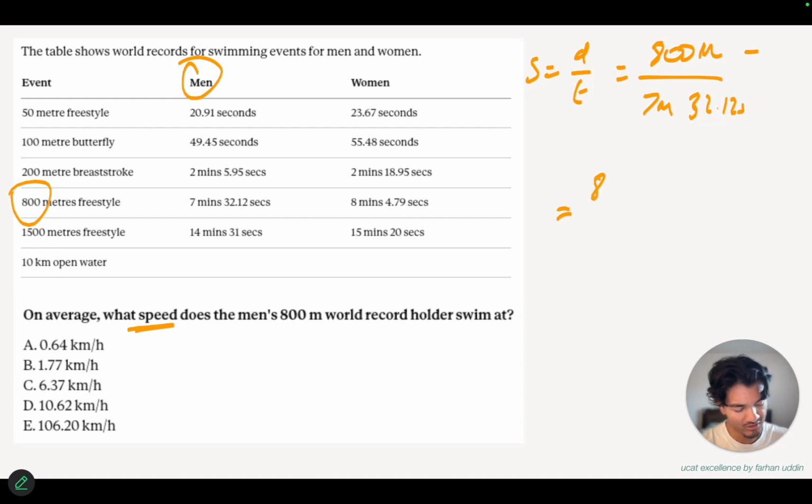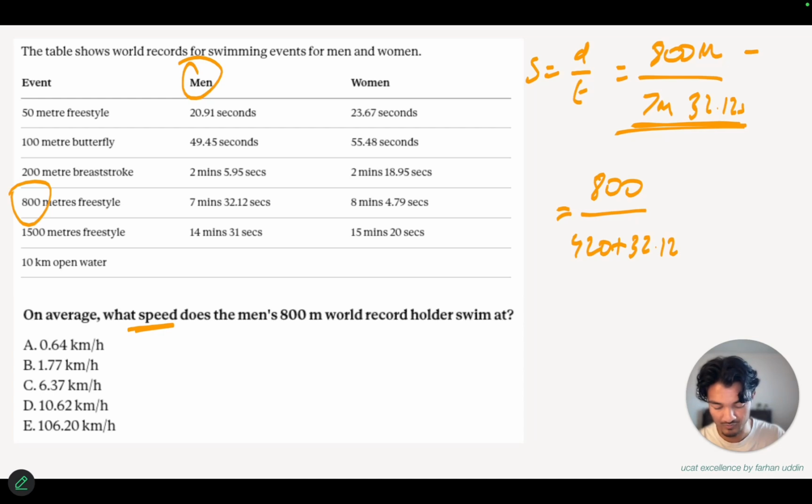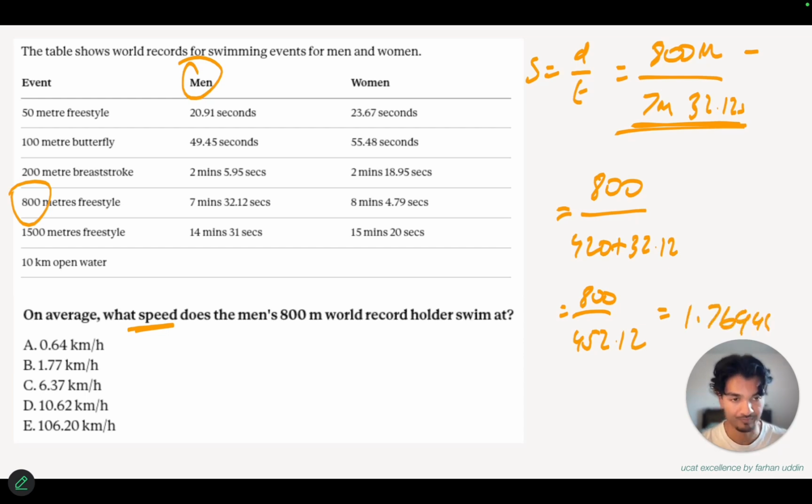So we've got 800 divided by, and then now we have to find this in just seconds. The way we do that is, well, what's 7 minutes in seconds? 7 times 60. That gives us 420. So we've got 420 plus the 32.12 seconds. So let's add that on, 32.12. We end up having 800 divided by 452.12. And if we pop that into the calculator, we end up getting 1.76944. So this is in meters per second.